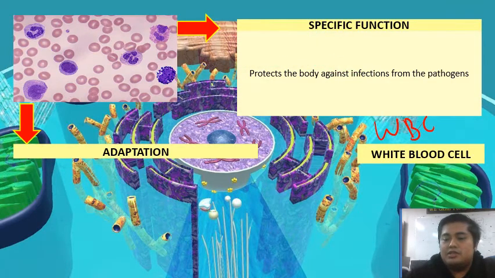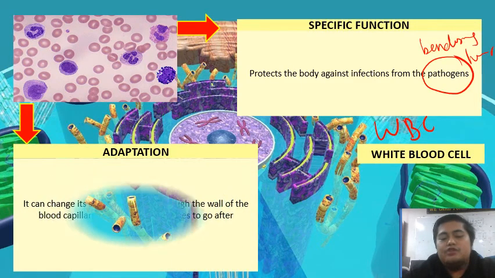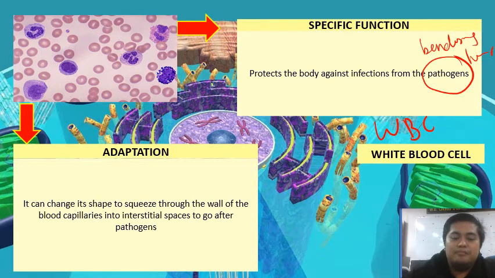Pathogen ni apa? Pathogen ni adalah bahan bendasing luar ataupun any foreign substances that enter our body. So, the adaptation, it can change its shape to squeeze through the wall of the blood capillary into the intestinal spaces to go after pathogen. Okay, bila dia kata dia boleh change its shape, apa maksudnya?